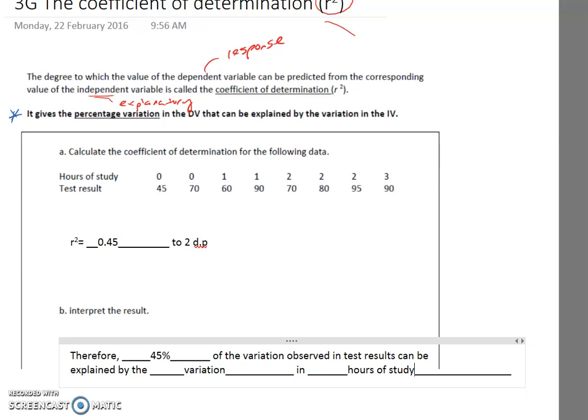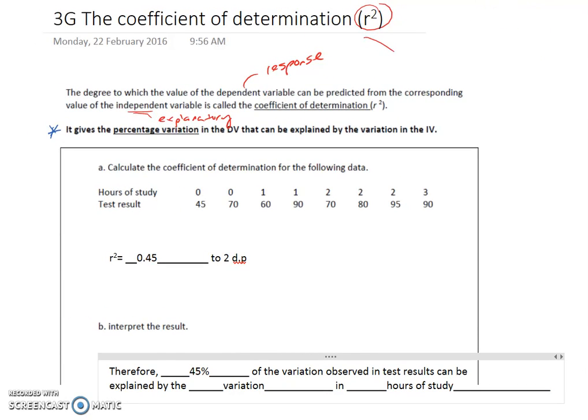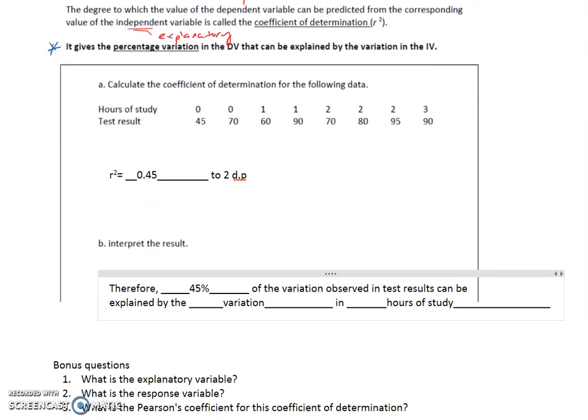Okay. So basically, the coefficient of determination is just a number which tells us how well something varies with respect to something else. So how much can be explained by one other variable.